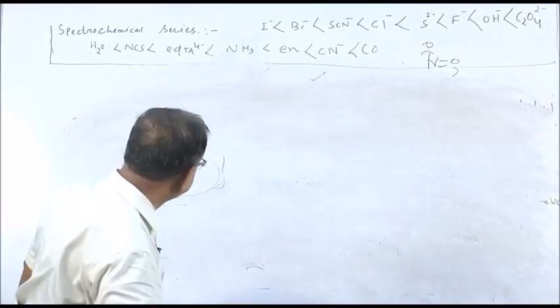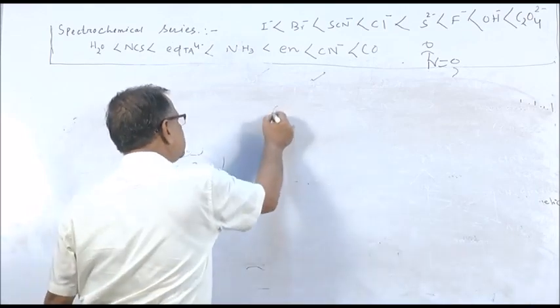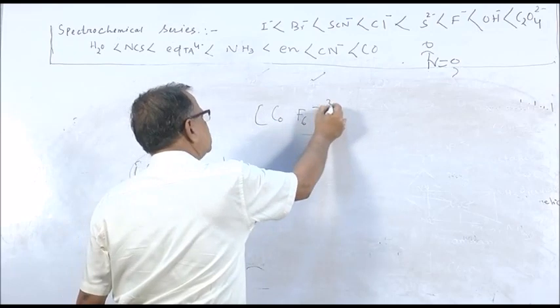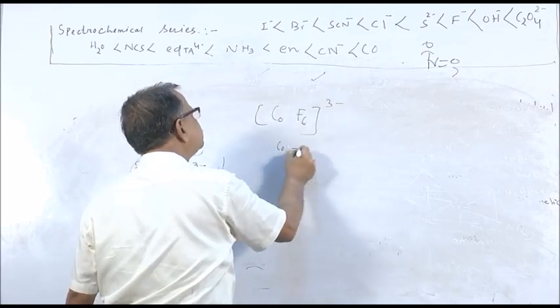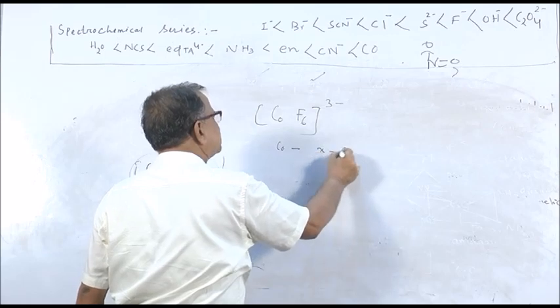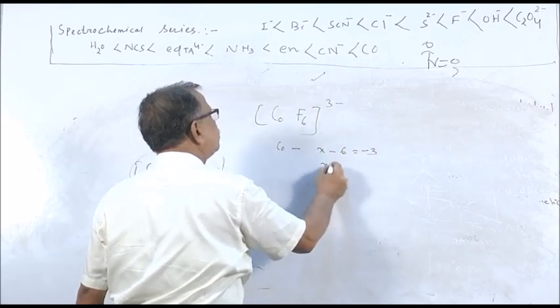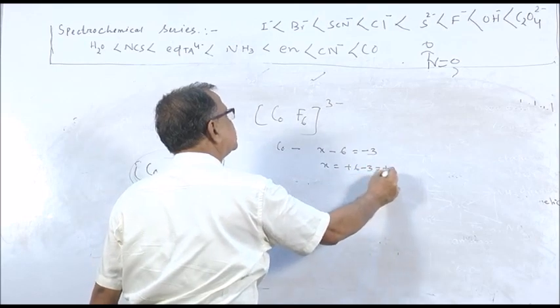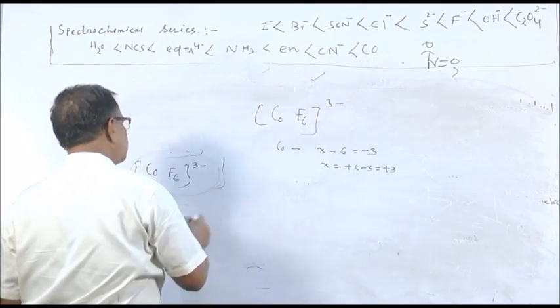In the [CoF6]3-, cobalt remains... the oxidation state of cobalt is x minus 6 equals minus 3, so x equals plus 6 minus 3, that is plus 3 state.